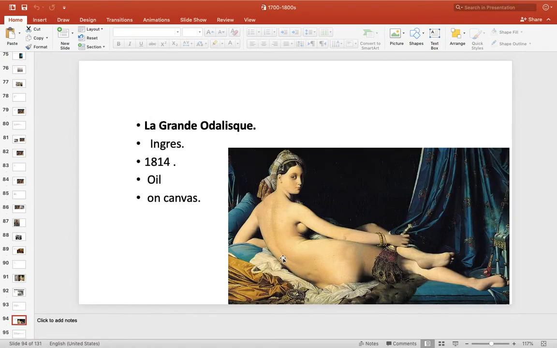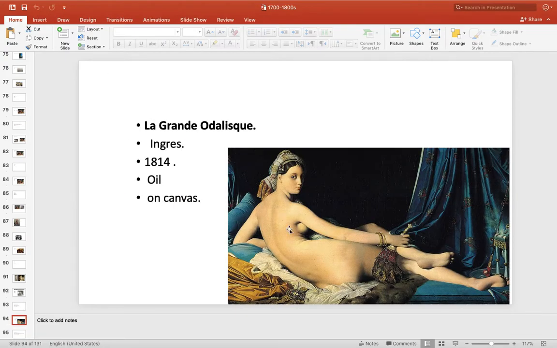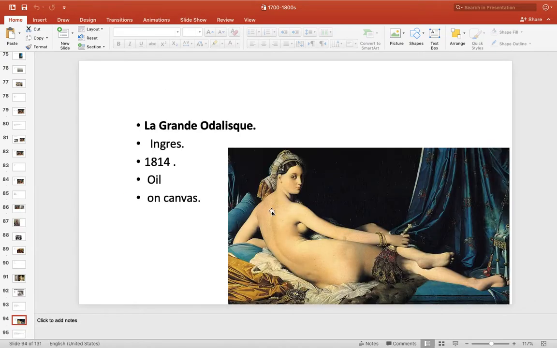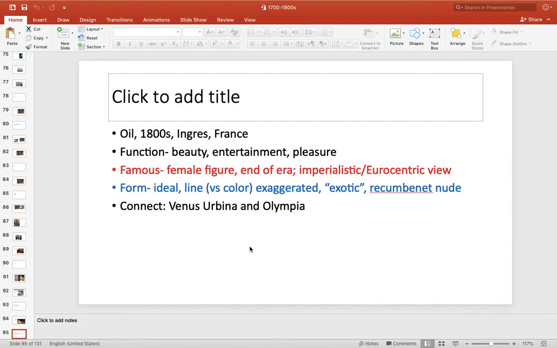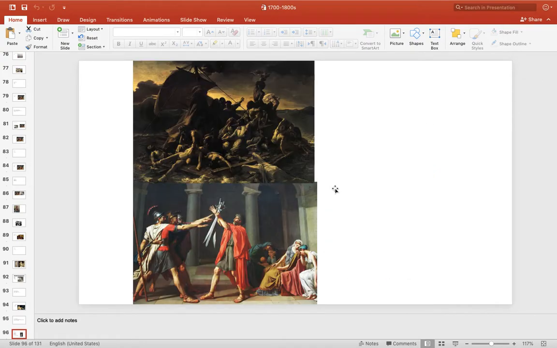The form: old school, ideal, line, not color, clarity, recumbent, nude. We'll see a lot of this. Connection: Venus of Urbino, and Olympia. All right, remember the Salon is making the rules of art here. Controlled line, finished, beautiful product.